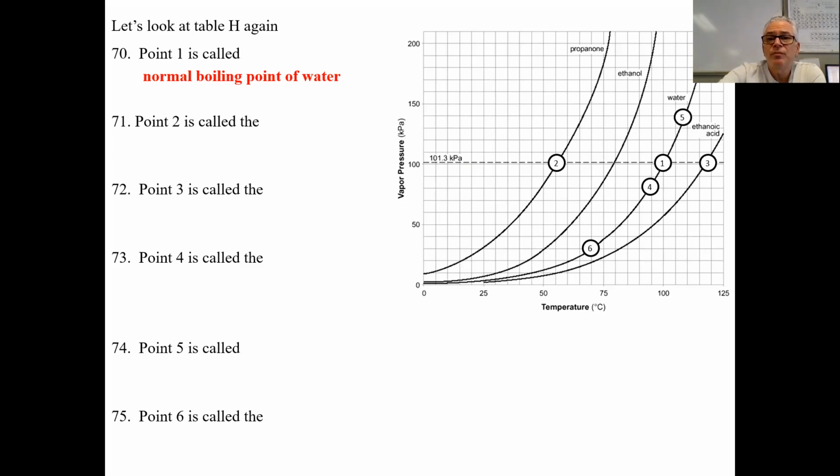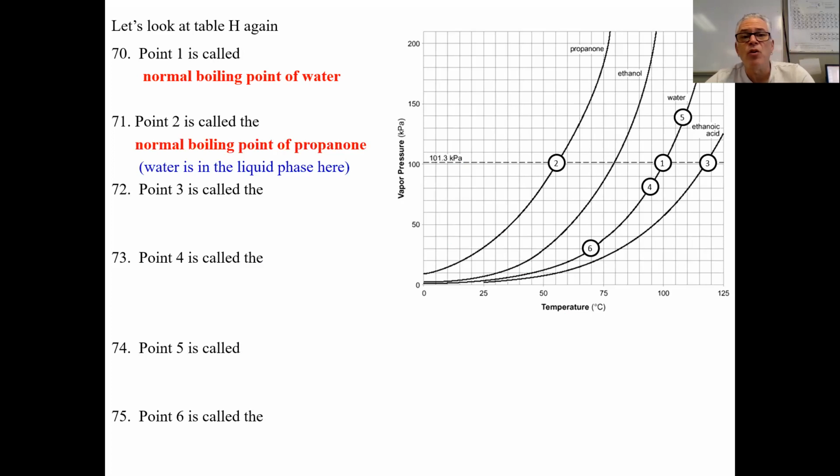Point 2. See what point 2 is? That's way back. That's standard pressure and 55 degrees centigrade. Well, for water, that's kind of a hot liquid. You wouldn't want to drink it. I mean, it's not like coffee hot, but it's uncomfortable hot. But point 2 is right on the curved line for propanone. That's called the normal boiling point for propanone.